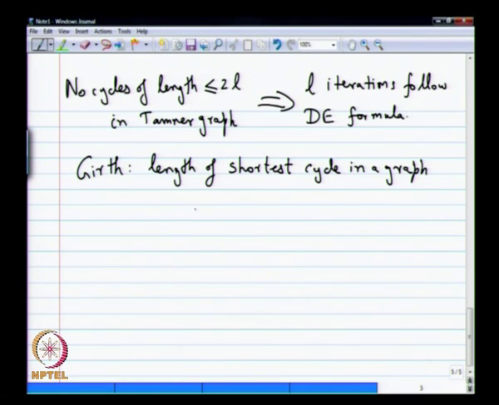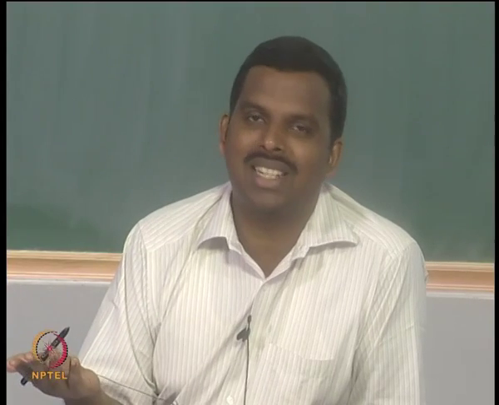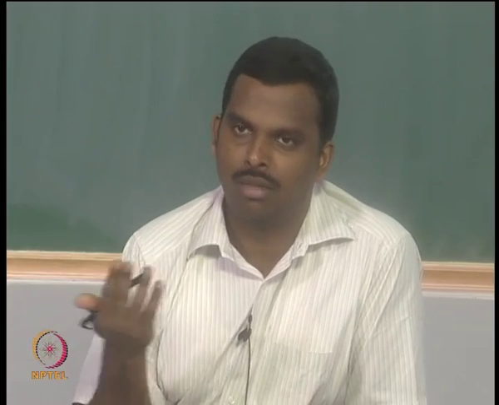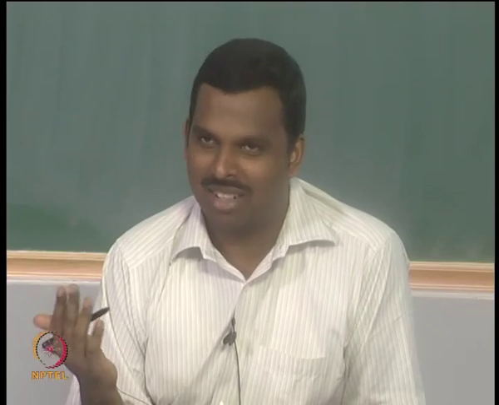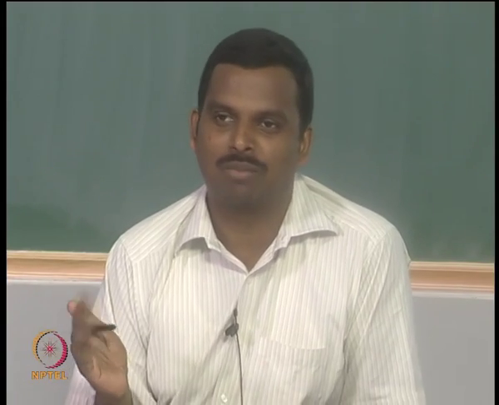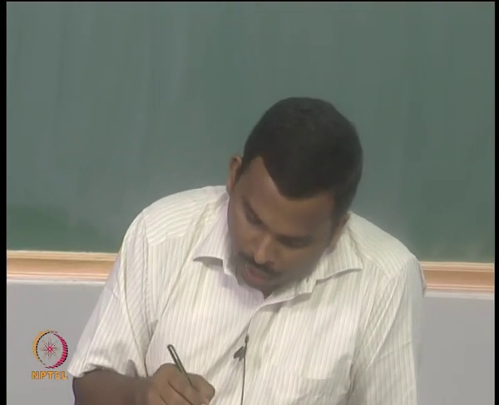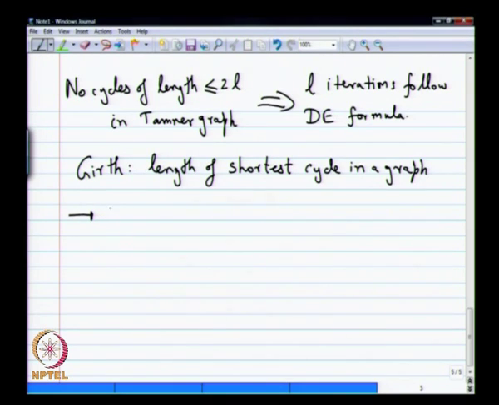If you have girth 6, then you can do 2 iterations. When I say can do, I mean up to 2 iterations, the density evolution formula will continue to hold for probability of error. Nobody is stopping you from doing any number of iterations, but the density evolution formula may not hold. That's all. So in typical constructions, in practice, when you construct, you avoid length 4 cycles.